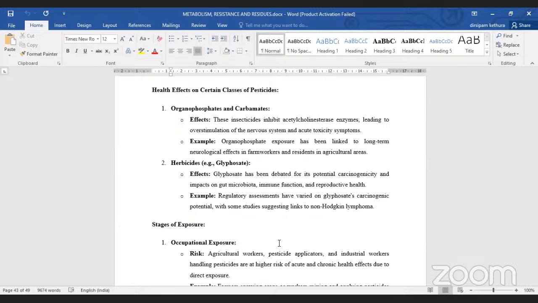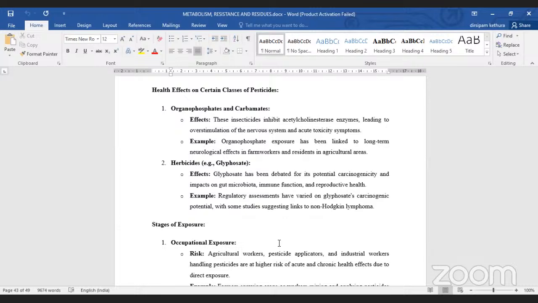These insecticides inhibit acetylcholinesterase enzymes, leading to overstimulation of the nervous system and acute toxicity symptoms. For example, organophosphate exposure has been linked to long-term neurological effects in farm workers and residents in agricultural areas. Here, the acute poisoning of the nervous system by these pesticides affects hundreds of thousands of people around the world each year. And coming to the next one, herbicides.